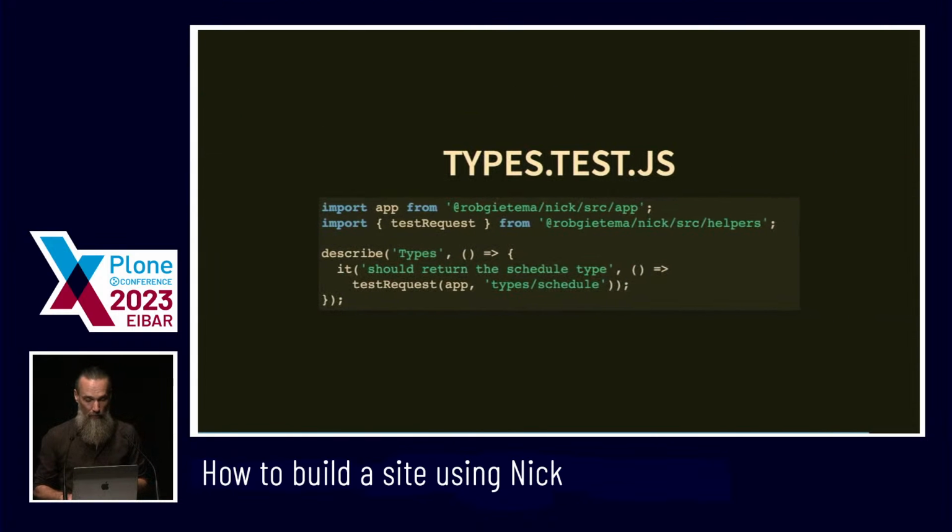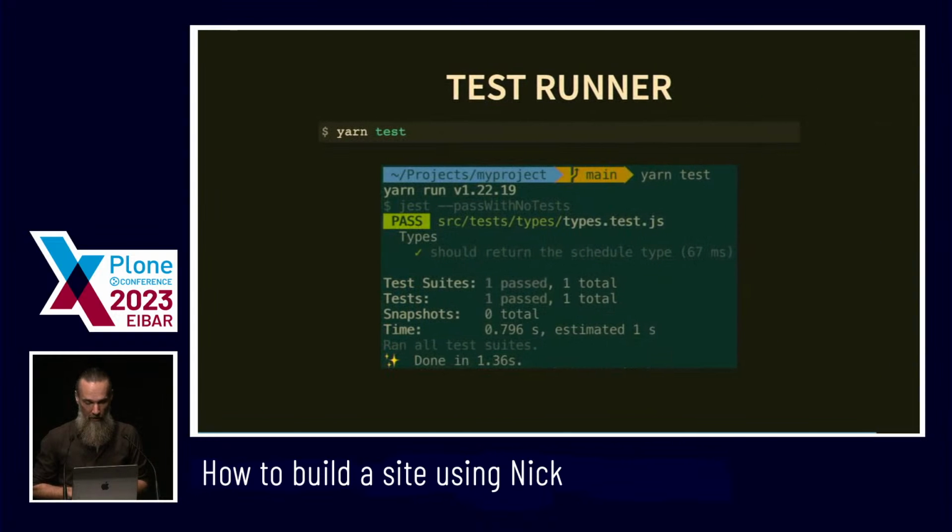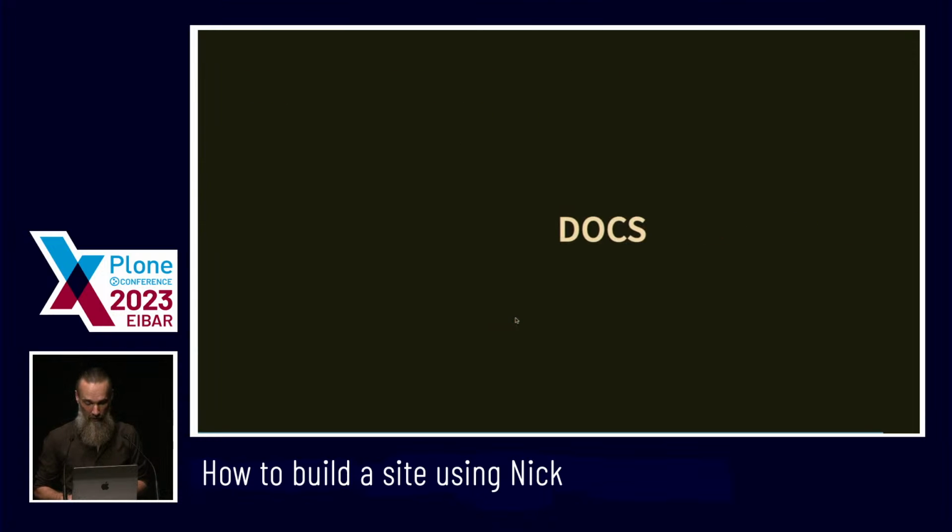To test this, there's a helper method called test request, and you just need to specify the path of the schedule, and it will run this test, do the request, and check it against the result, and if it matches, then everything is fine, as you can see here. So basically you do yarn test, and it says, well, I'm testing the types endpoint, and it's passed. So apparently we did something right.